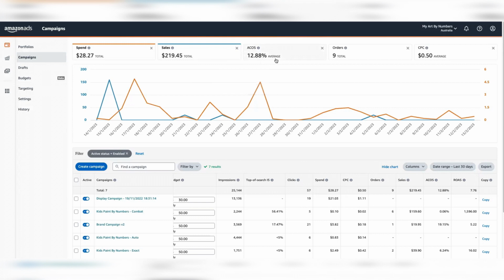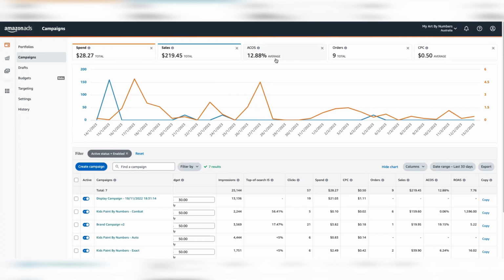Now, people generally ask me, what's a good or bad ACOS? As a general rule of thumb, I would say around 30%, but again, that's going to depend on your numbers and your profit margin. If you have a profit margin of 30%, then your break-even ACOS is 30%. So generally we want to be below 30%, where at 30% you would be breaking even, or essentially not making any money.